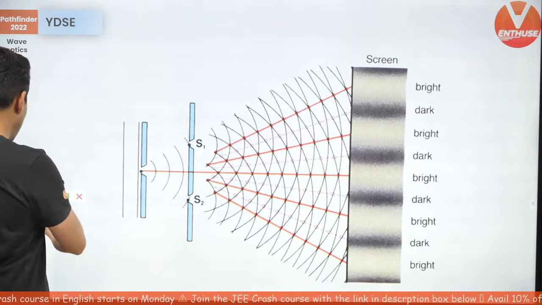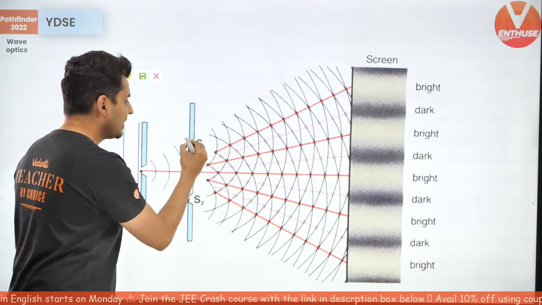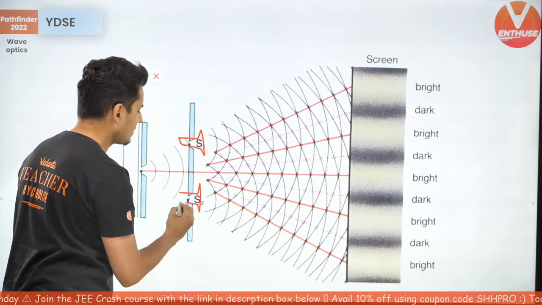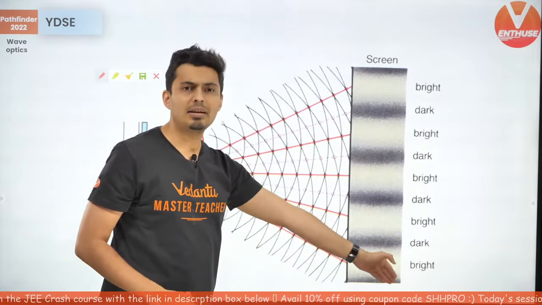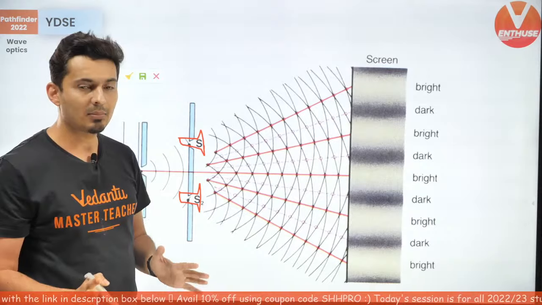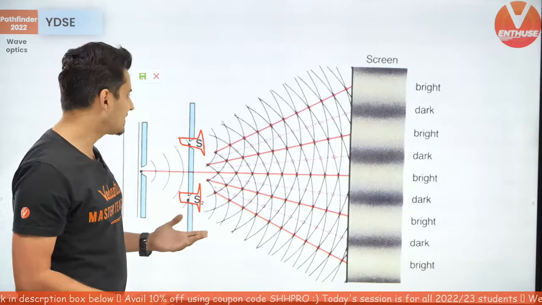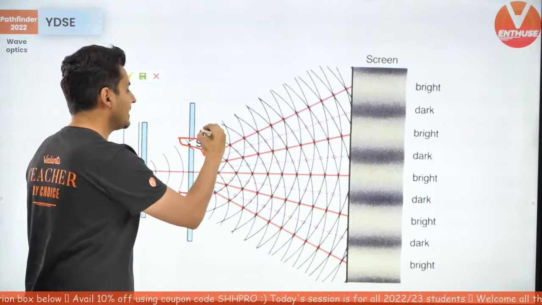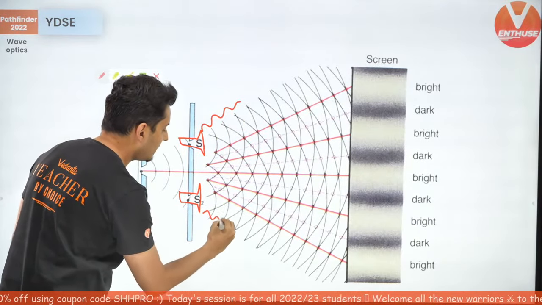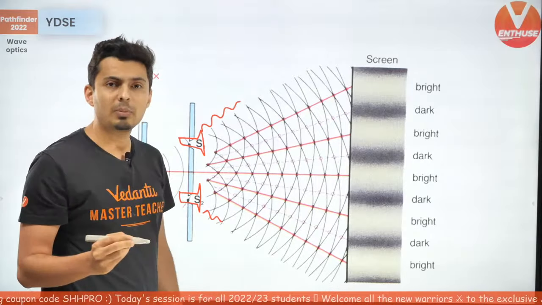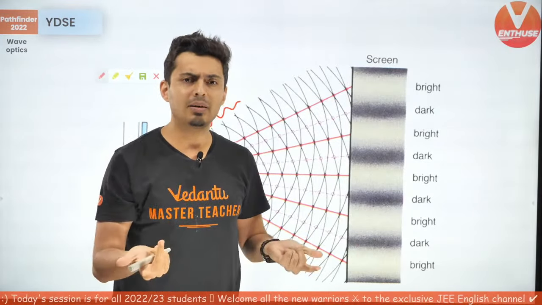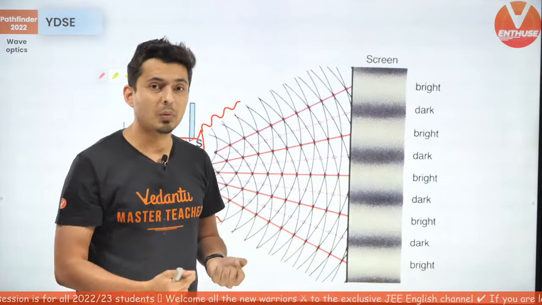So think about this. What will happen if I use a torch here and another torch here? Don't you think I should still see the interference pattern? The answer is theoretically yes, but practically no. Because what's the guarantee that when this torch is emitting a light wave, this torch will also emit a light wave? Although you might say, sir, obviously both the torches are on, so both are emitting light waves, the correct answer is no.